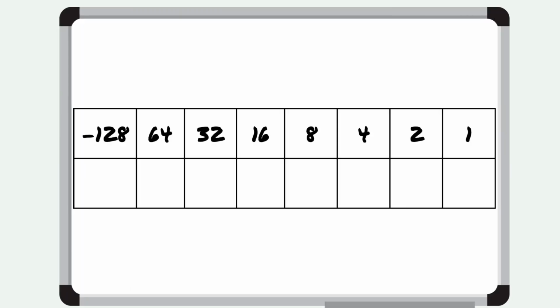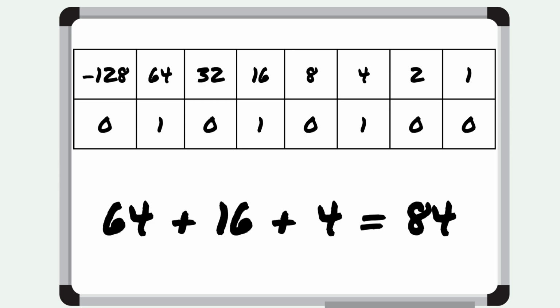This is what the place value table for an 8-bit 2's complement binary number looks like. You can see that the most significant bit now has a place value of negative 128. Let's put a binary number in here and see how it works. Here is a positive number. This works exactly the same as an unsigned binary number in that we add up each value with a 1 under it. This binary number, for example, would be 84 in decimal.